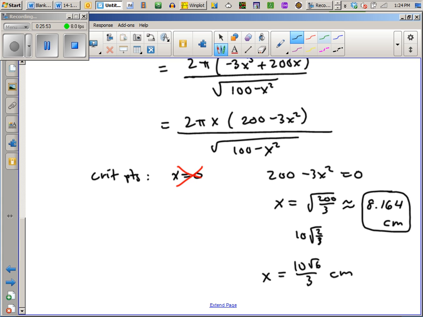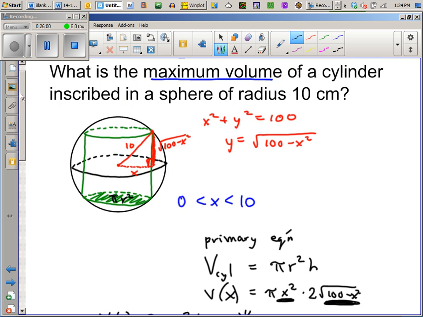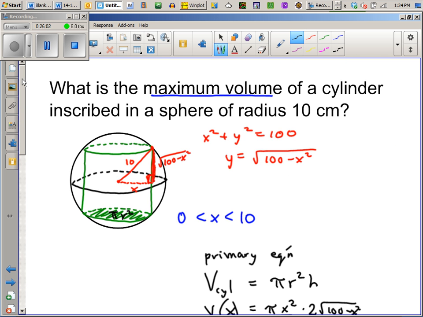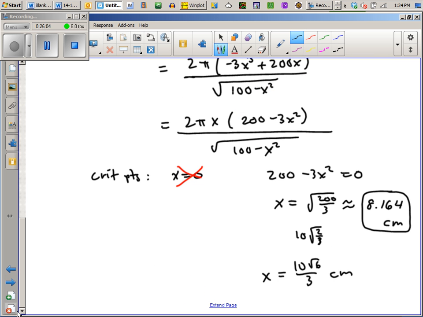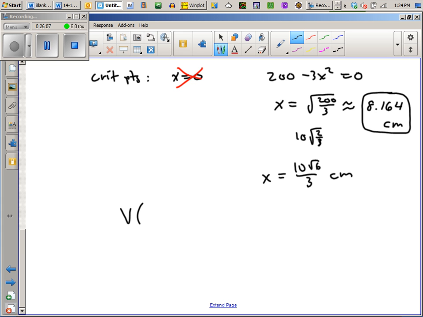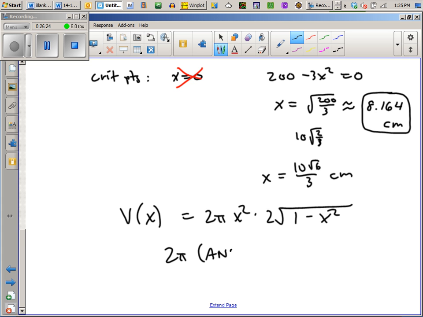Now let's go back and read the question. Did they want the optimum x, or did they want the volume of the cylinder, right? So going back, it says, what is the maximum volume? So we have a volume function. We already wrote it down. The volume function was 2 pi times x squared times 2 times the square root of 1 minus x squared. So now we just need to plug in that 8.164. And I would recommend that if you still have the 8.164 sitting on the screen, you actually type it like this to avoid errors. Use that answer button.